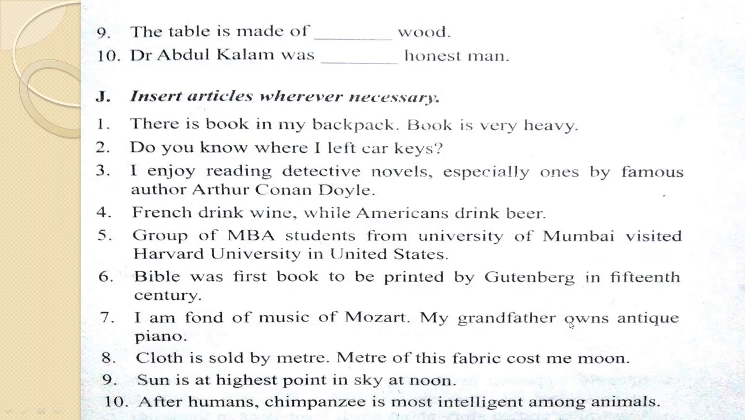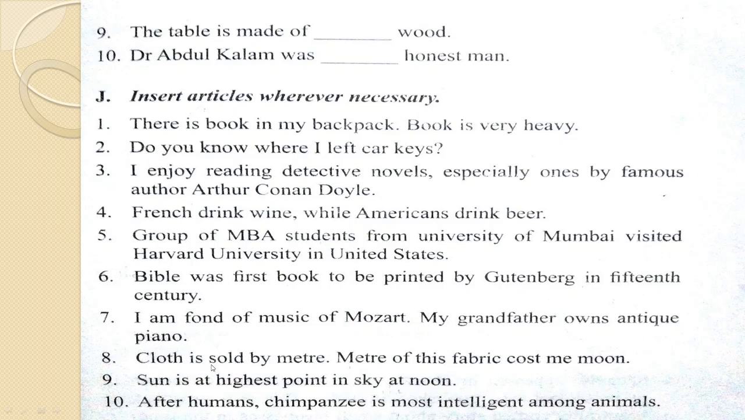My grandfather owns an antique piano. So antique means very old, an antique. Okay, here it's a vowel sound, so we have to use an. Next, number 8, cloth is sold by meter. Meter of this fabric cost me moon.